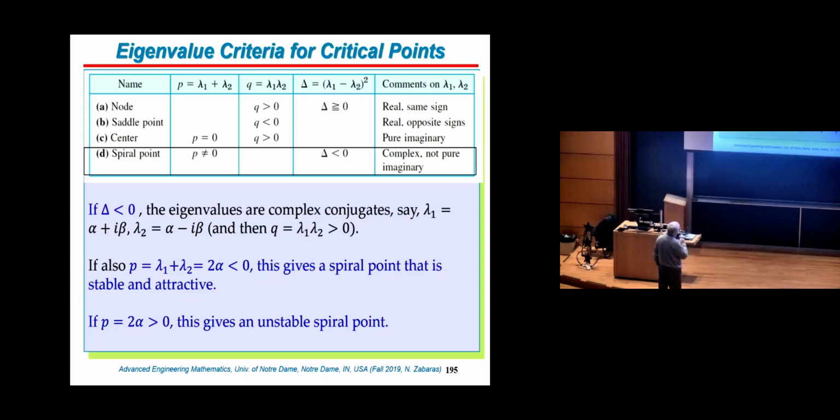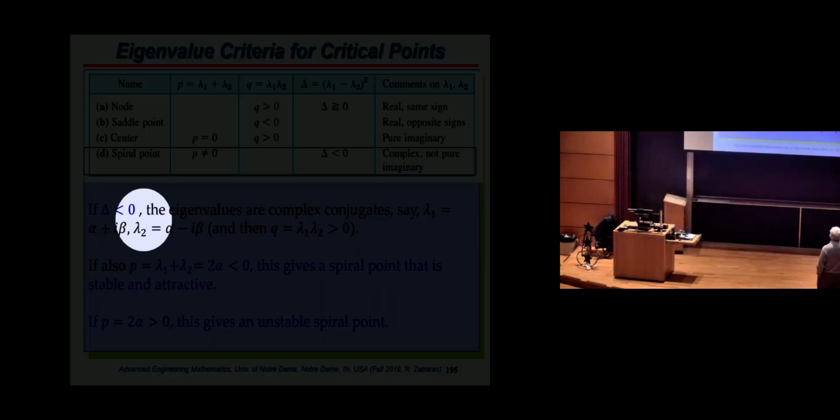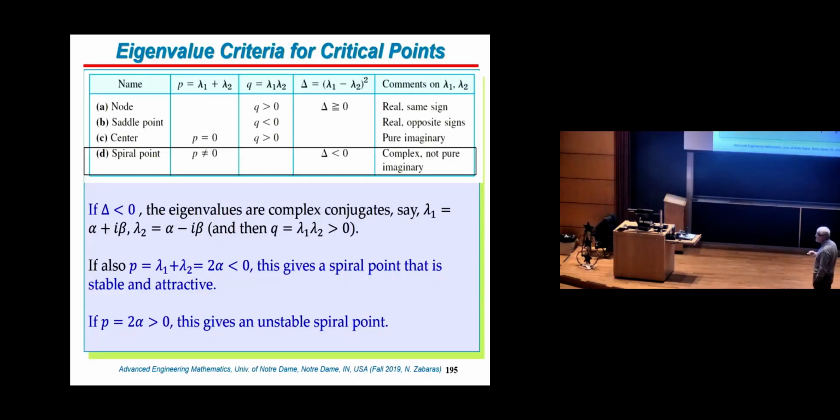So if A is less than 0, all right? So we said we're going to get complex eigenvalues. So what is A? A is the real part of this eigenvalue. So A less than 0 means that the critical point is what type of critical point? So the lambdas are complex, and the real part is negative.